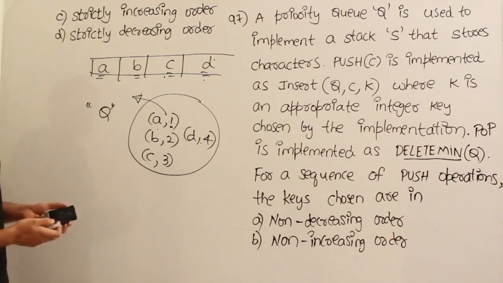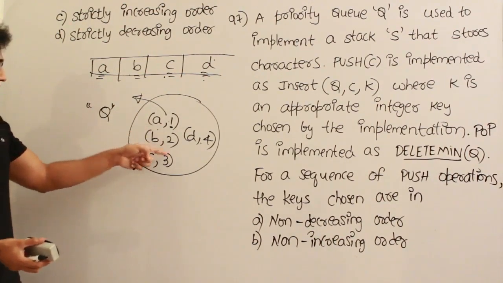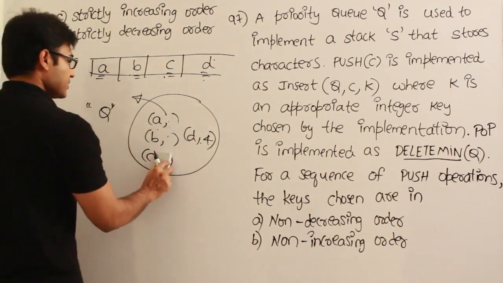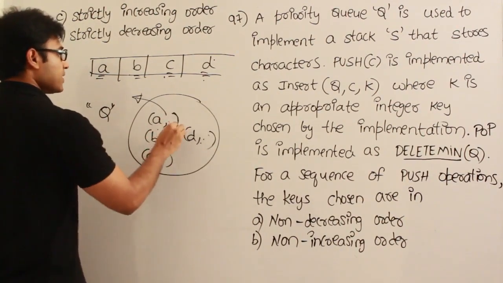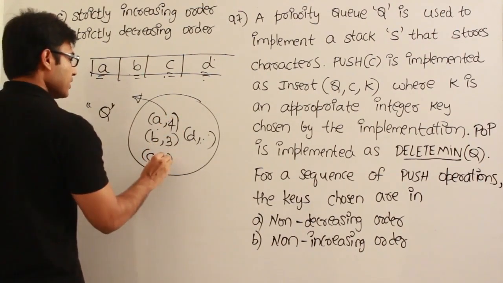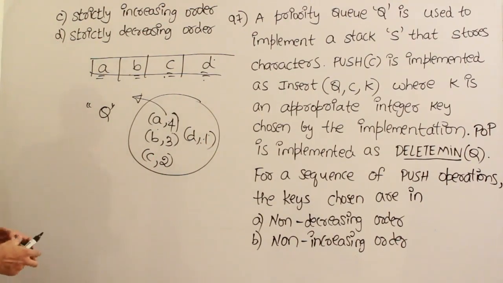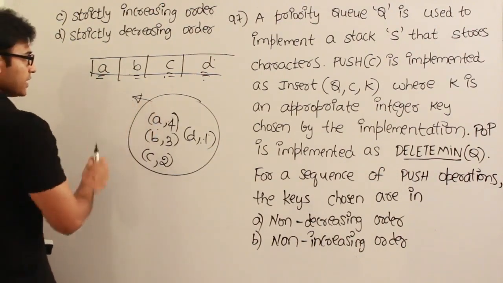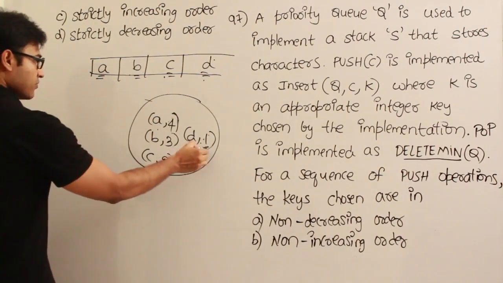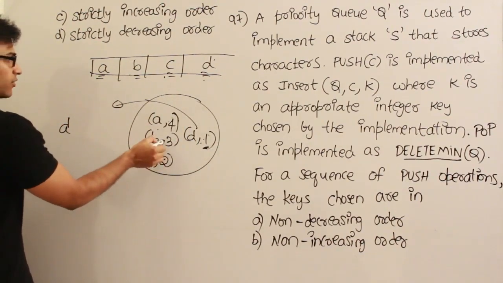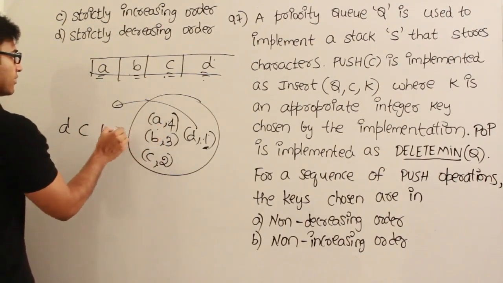Now let's see what happens if I would have assigned the keys in the decreasing order, not 1, 2, 3, 4. Let's say I have assigned it as 4, 3, 2, 1, right? If I were to assign it like this, let's see what happens. Then what will come out first? So if I try to delete min, the minimum value is 1, so D will come out first. So first D will come out, and then C, and then B, and then A will come out, right?